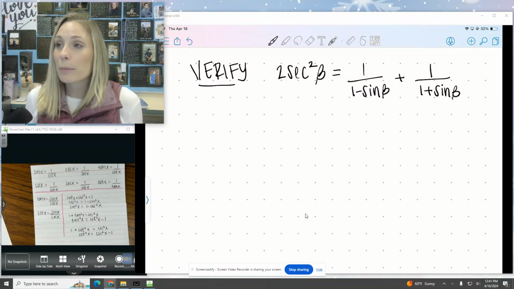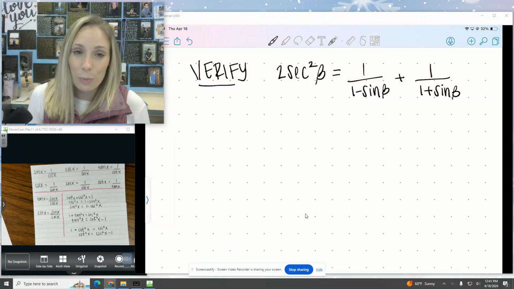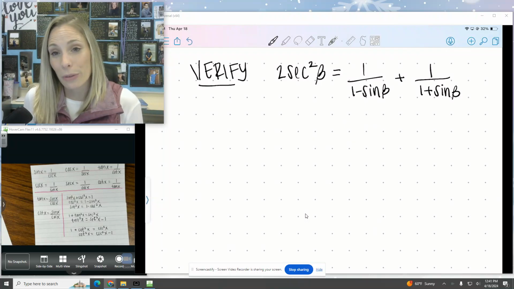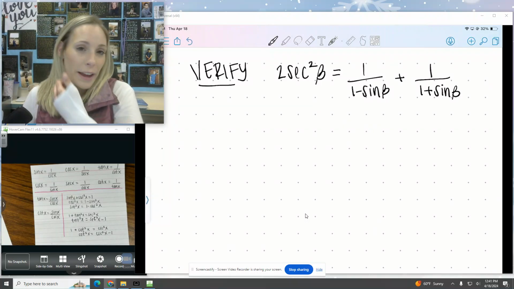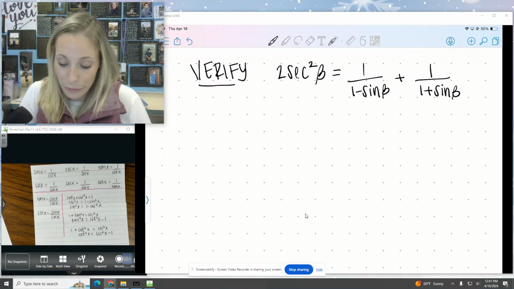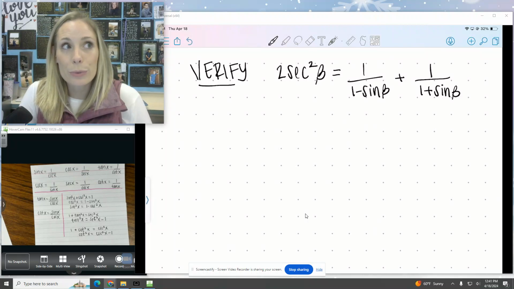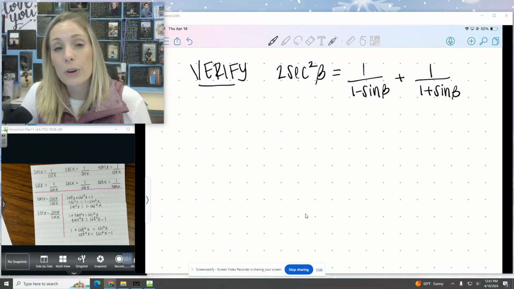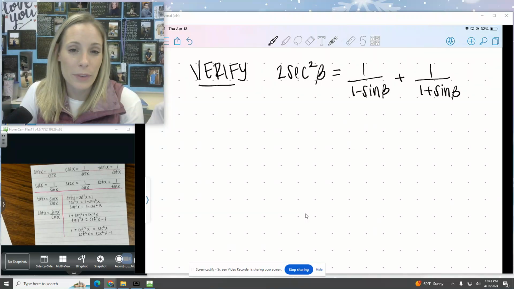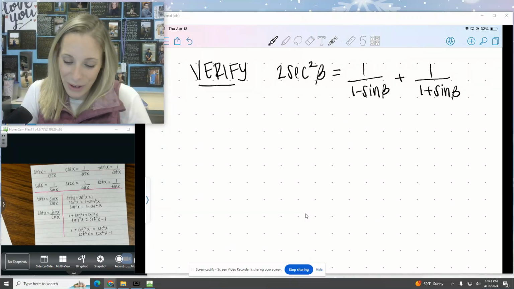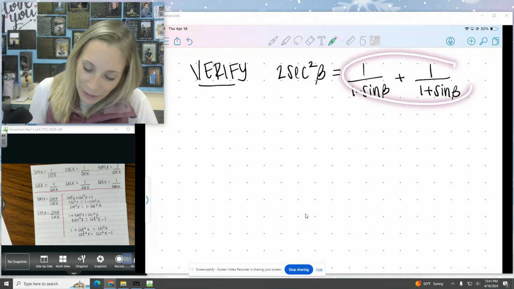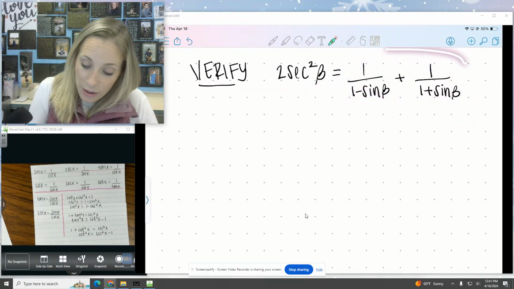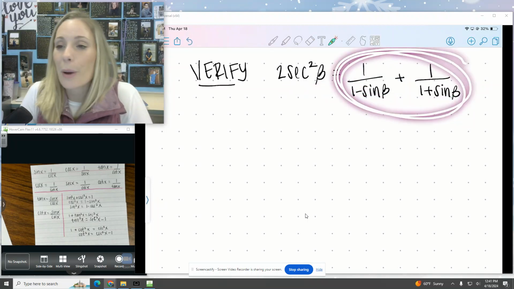So I would highly recommend watching them in order, starting from episode 1, where we build what the fundamental identities are, and then coming all the way through. So we are going to verify. And in order to verify, you need to pick the more complicated side. Up to this point, our more complicated side has been on the left every time, but it's not on the left this time. When you look, this is definitely more complicated than that. So we are going to start right here on the more complicated side.